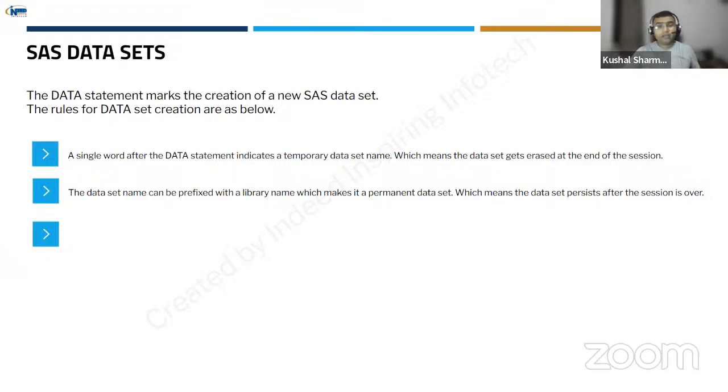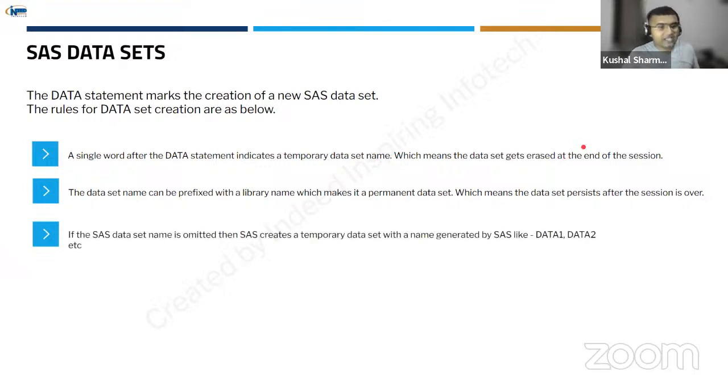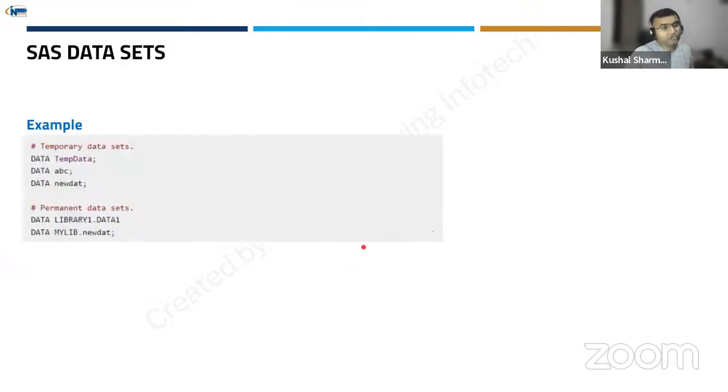All right. So the next thing is, if the SAS dataset name is omitted, SAS then creates a temporary dataset with a name generated like data1, data2. So understand SAS is good enough in this particular thing. It gives some name from itself, like data1, data2, if we miss giving a name ourselves. Now the correct and incorrect examples.